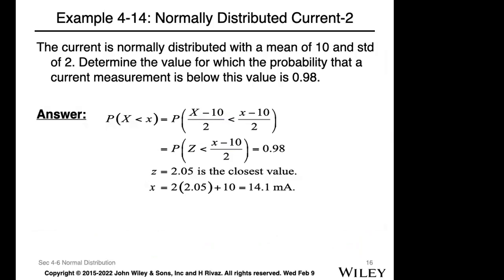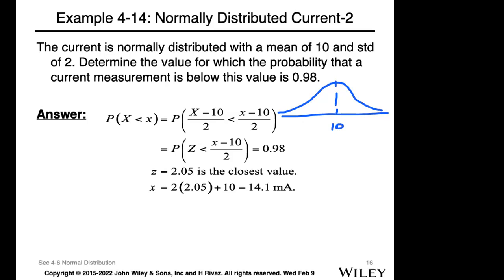So now this question is a little bit different from the previous one that we calculated. Here we know that my current is normally distributed with a mean of 10 and standard deviation of 2, right? And here I'm not asking you what's the probability that the current is between these two values. Here I'm asking for the value for which the probability that the current measurement is below this value is 0.98, right? So always drawing the distribution is a very good idea. I have a Gaussian distribution with a mean of 10 and standard deviation of 2.